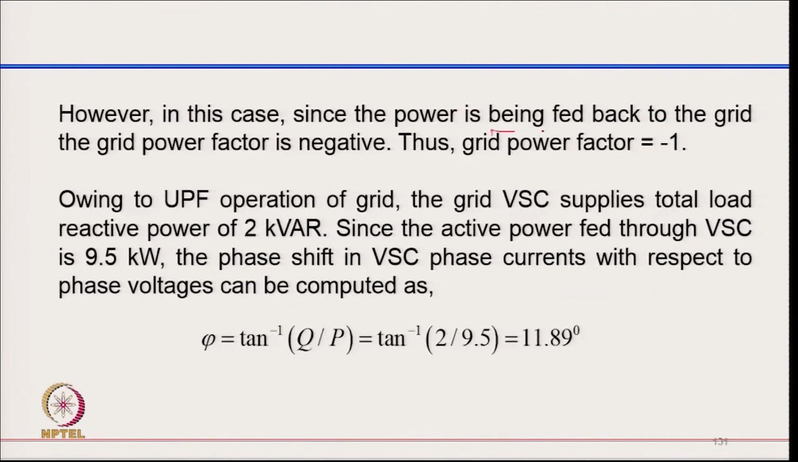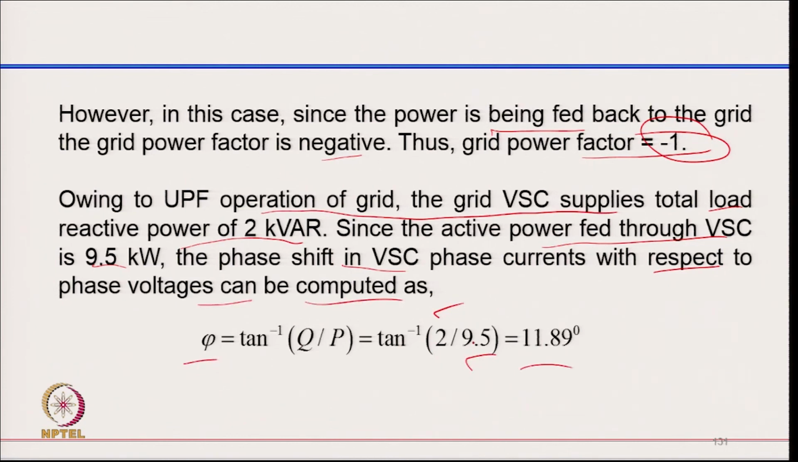However, in this case, since the power is being fed to the grid, the grid power is negative, so the power factor will be -1. Owing to the unity power factor of the grid, the voltage source converter supplies the total reactive power of 2 kVAR. Since the active power fed through the VSC is 9.5 kilowatt, the phase shift in the VSC phase currents with respect to the phase voltage can be computed from the reactive power divided by the active power. So, it comes to 11.89 degrees.